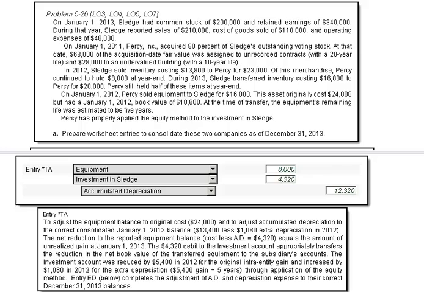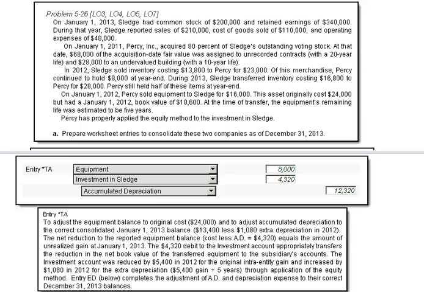Okay, the investment account would be reduced by $5,400 from the original intra-equity gain and increased by the 1,080 of the extra depreciation. So if we take 5,400 divided by 5, we're able to come up with that 1,080. And what we're doing is using the equity method.